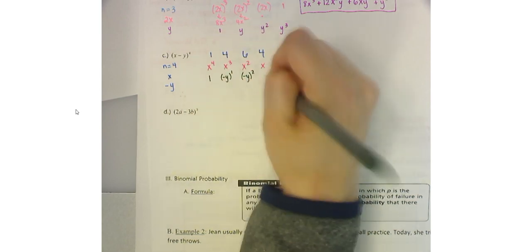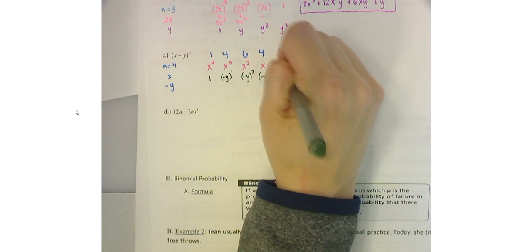All right, so then when I multiply straight down, I have x to the fourth. Here I have 4 and then times a negative 1 here, so this is going to be minus 4x cubed y. This is going to be positive, so it's plus x squared y squared. This becomes negative, so negative 4xy cubed. And then this is going to be plus y to the fourth.